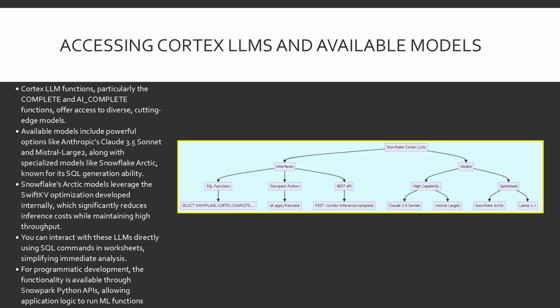The power of Cortex AI functions, such as complete and AI_complete, stems from their ability to access a range of state-of-the-art large language models. These models vary in capability, speed, and cost, allowing you to choose the best fit for your specific task.